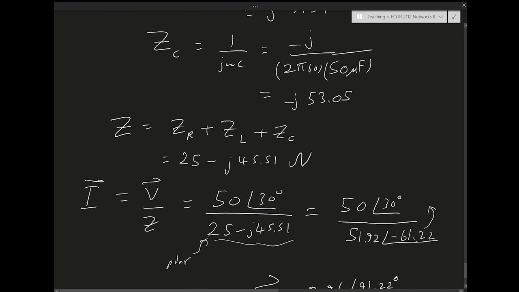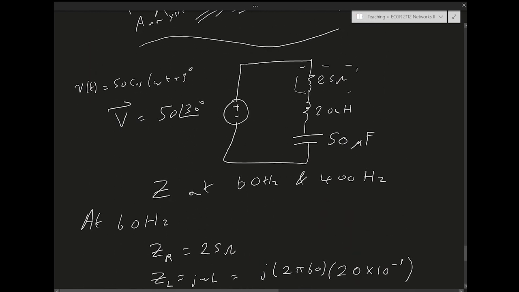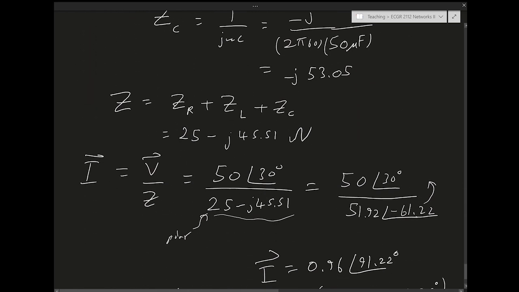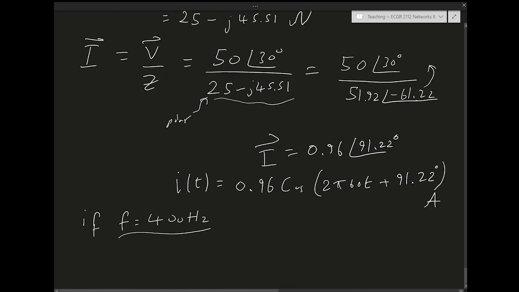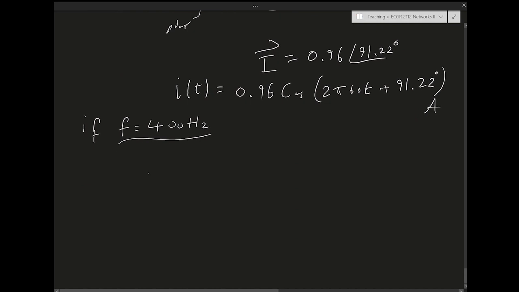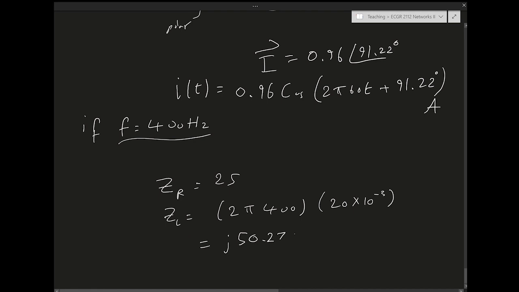What if f is 400 hertz? The impedance is going to be different, because as we calculated, the impedance is dependent on the frequency. So ZR is going to be the same, 25. ZL is going to be j times 2 pi, now 400 instead of 60, times 20 times 10 to the power minus 3, which is equal to j 50.27 ohms.